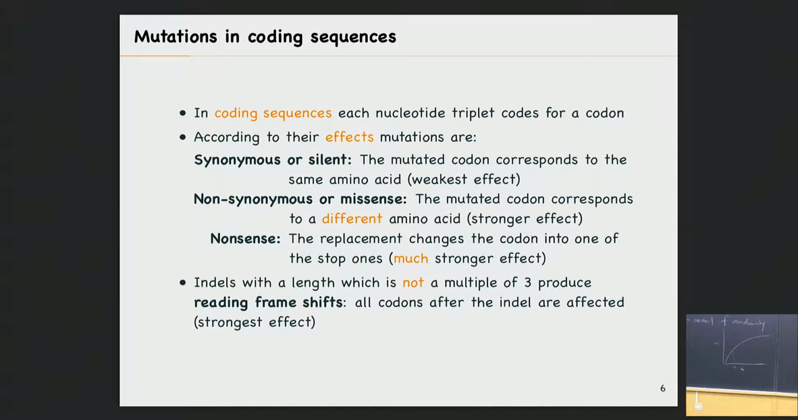If this sequence has a length which is not a multiple of 3, then downstream you are reading the codons in a different frame, and therefore the whole sequence of the genetic code will be read completely differently. So indels with a length which is not a multiple of 3 produce a reading frame shift, and all codons after the indel are affected. And so that is really the strongest effect of all of these, say, comparatively local mutations.